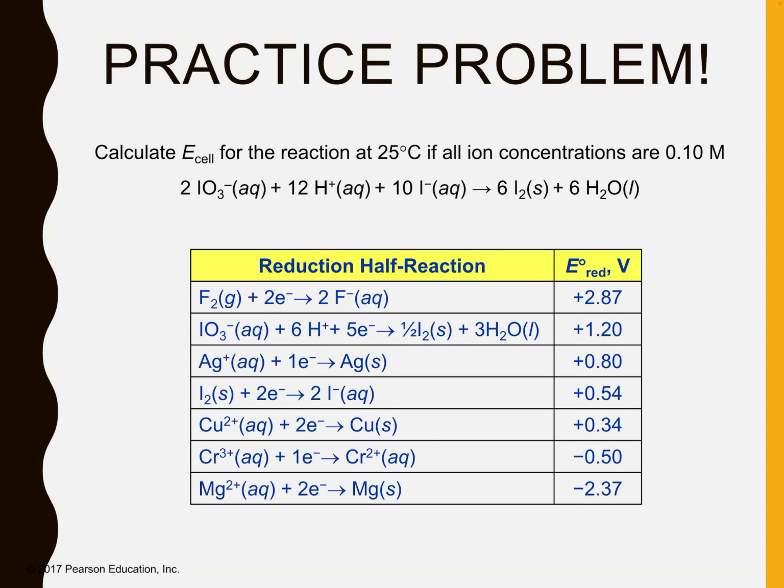All right, go ahead and practice this. It says calculate the E of the cell for the reaction at 25 degrees Celsius if all of those ion concentrations are 0.1 molar. So go ahead, pause here, come back when you're ready.